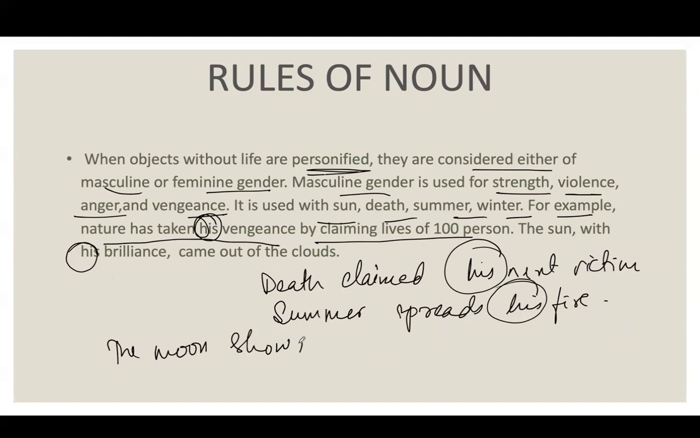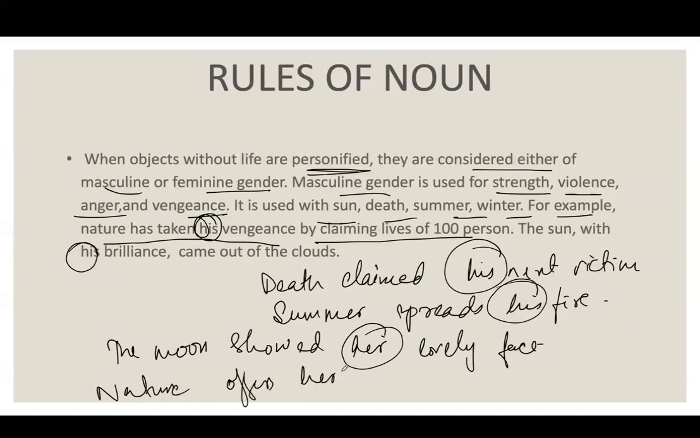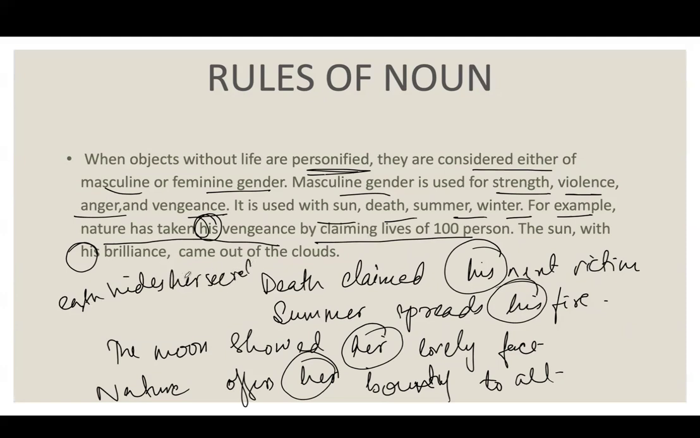If I need to use a feminine gender, I can give you an example: the moon showed her lovely face. A feminine gender. I can say nature offers her bounty to all, a feminine gender. Or the earth hides her secret. A feminine gender.